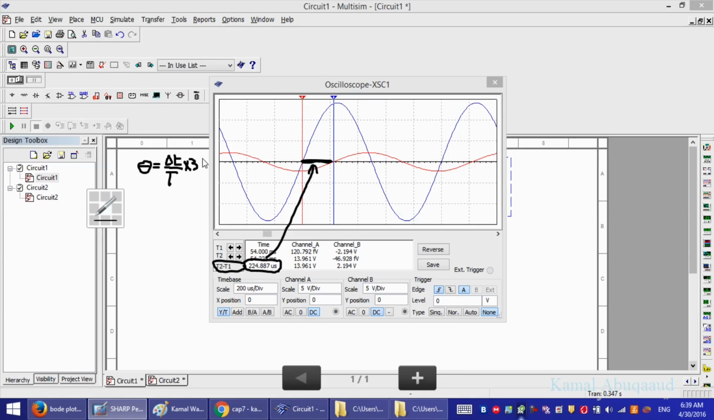If we rewrite this formula, we get: the phase shift is equal to the frequency multiplied by delta T multiplied by 360 degrees. Delta T we got from the oscilloscope, and the frequency is given in our circuit.